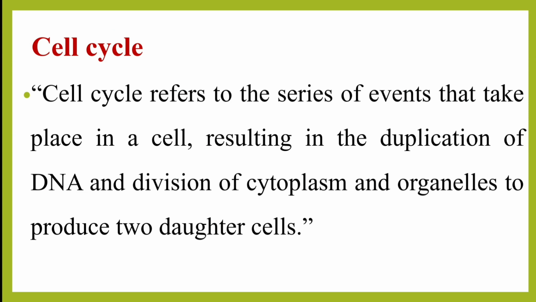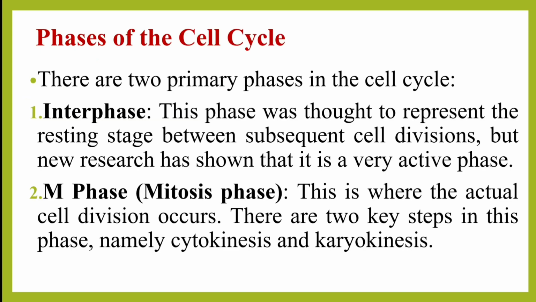Then what is the cell cycle? The cell cycle refers to the series of events that take place in a cell, resulting in the duplication of DNA and all the cell contents along with the cytoplasm. So this is an orderly sequence of events by which a growing cell duplicates its contents and divides into two.